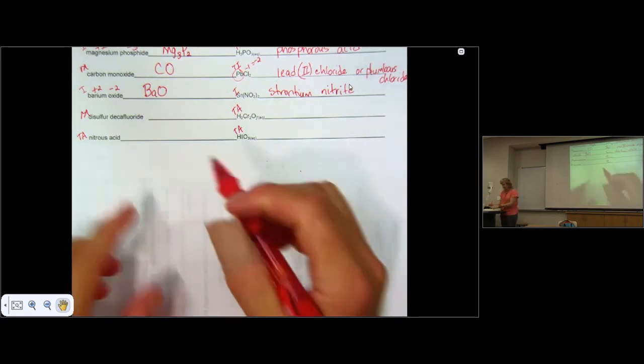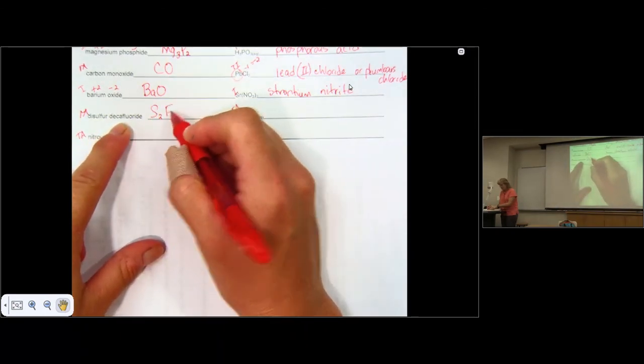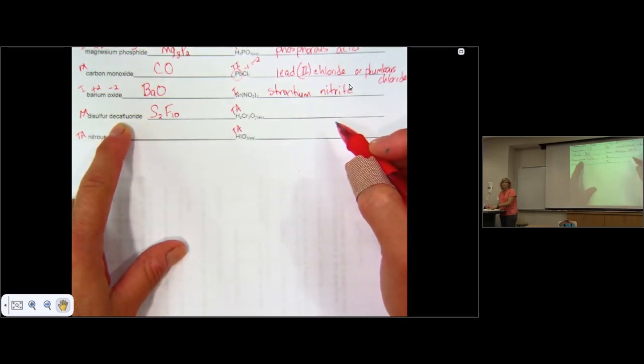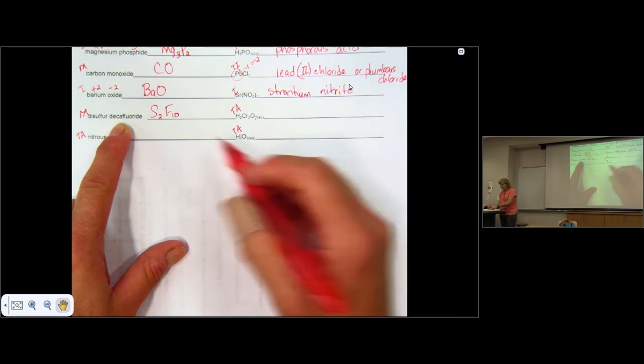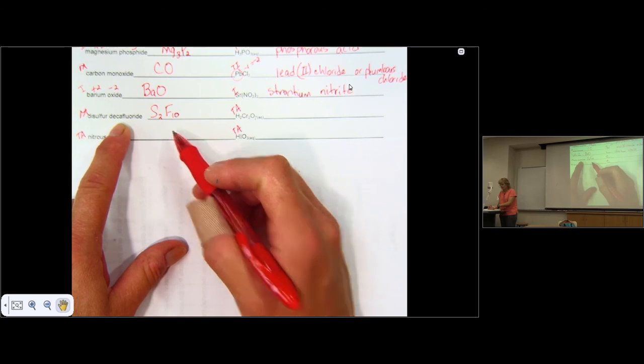Disulfur decafluoride. Guys, there's no crisscrossing. It's what it is. So what is it? S2F10. Deca is 10. Do you reduce? No, not on molecular you don't reduce.